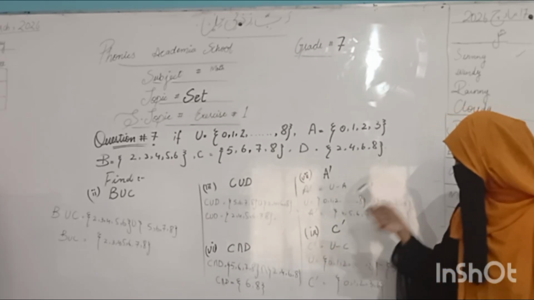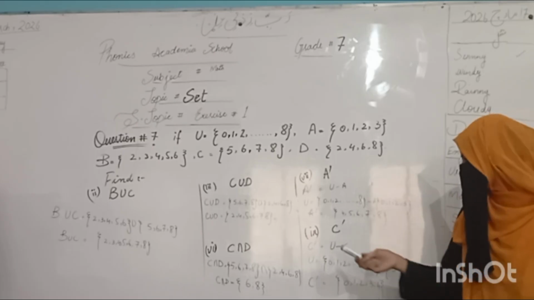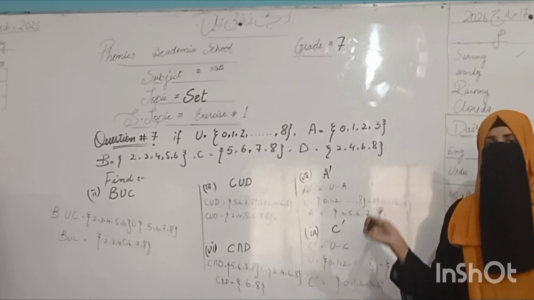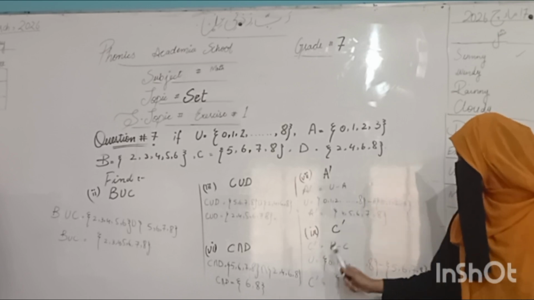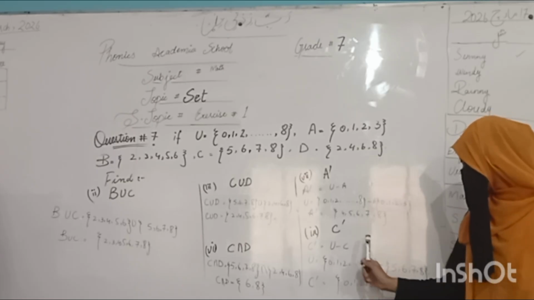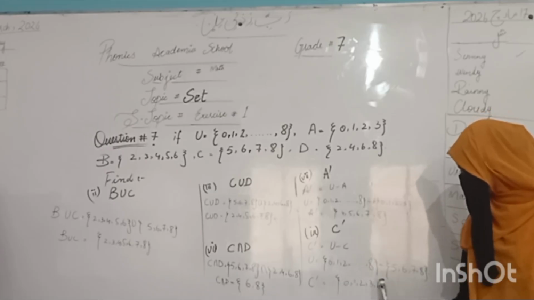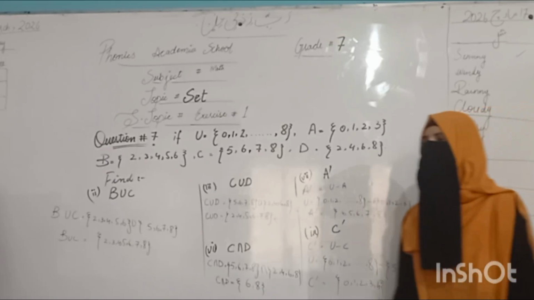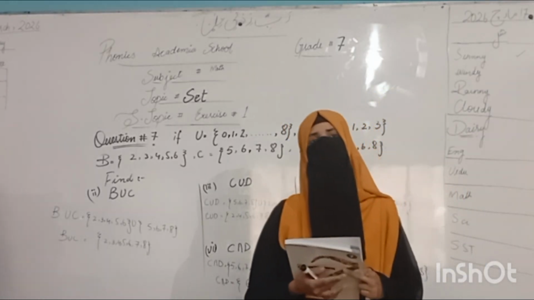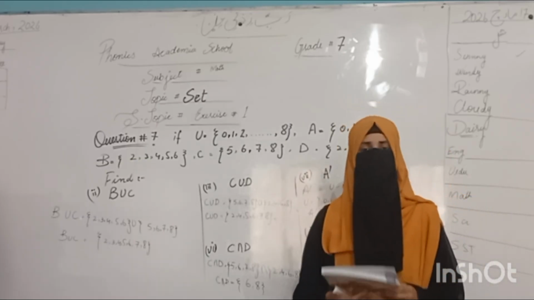Okay, question number 7 part 9: C universal. How do you find a universal? U minus C. You must subtract from U. U is equal to 0, 1, 2, 3, 4 continue to 8, and C is equal to 5, 6, 7, 8. So according to this, subtract this from U, and the left members are 0, 1, 2, 3, 4. It is C universal. So students, you have to revise what is meant by intersection, what is meant by union, what is meant by universal. Complete your homework, do your class, learn your lesson. Thank you.